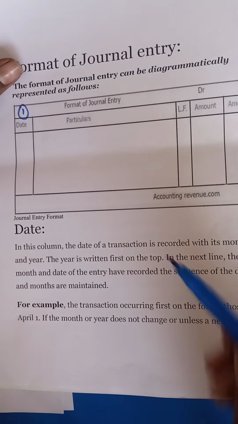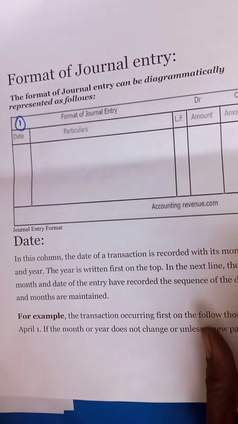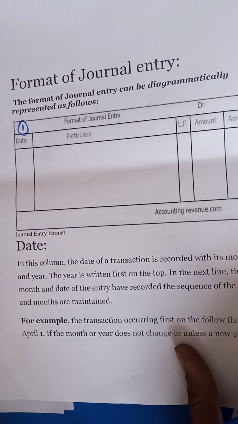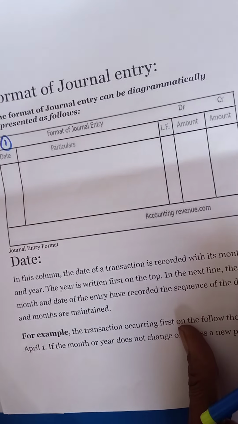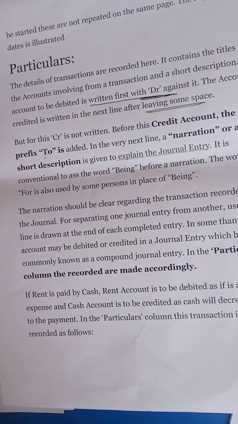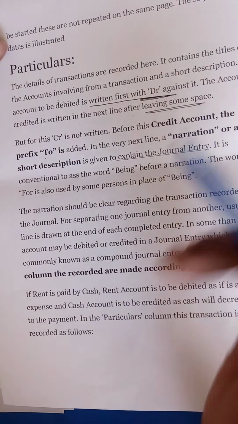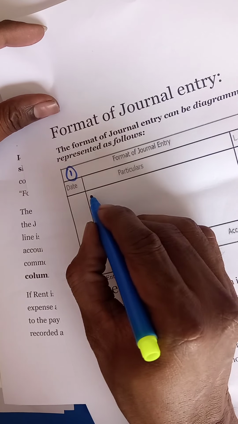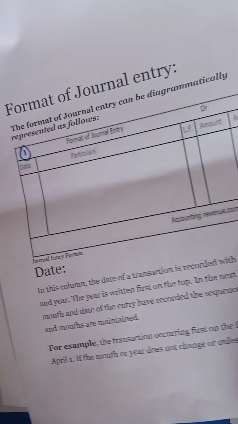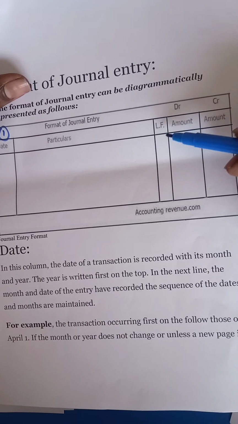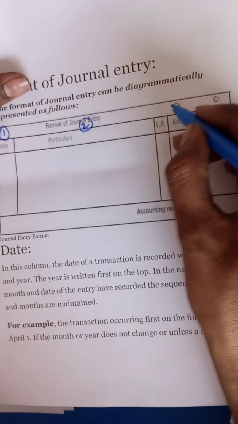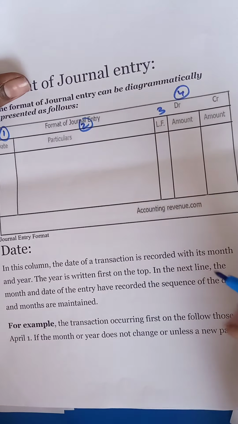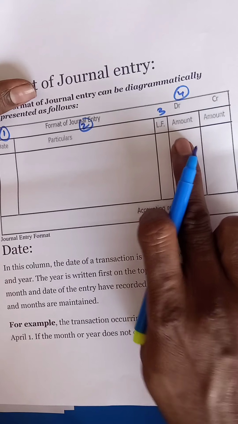The second column is the most important column, that is particulars. In this column we have to write the transaction. For every transaction we have to write it in two ways: one is the receiving aspect, one is the giving aspect. I will explain later. The third column is the LF column, which I will explain later. The fourth column is the debit amount, where we write the amount we are receiving, and then the credit column.